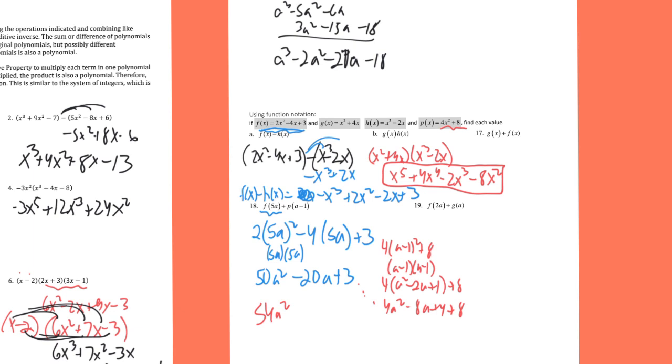You're going to get negative 28a. And then you're going to get, pardon me.